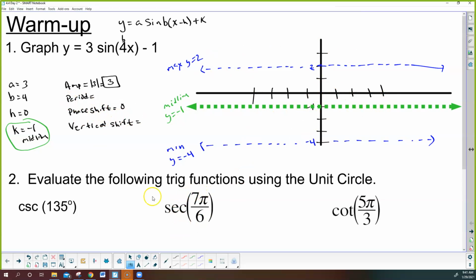The only other thing I need is to figure out the period. And the period, for any sine and cosine function, is 2 pi over the absolute value of b. Well, we know b is 4. So if I do 2 pi over 4, that reduces down to 1/2 pi. So this one is a little bit interesting. The 4 speeds things up, and it's going to make this occur instead of going all the way to 2 pi. The 4th tick mark is pi over 2.